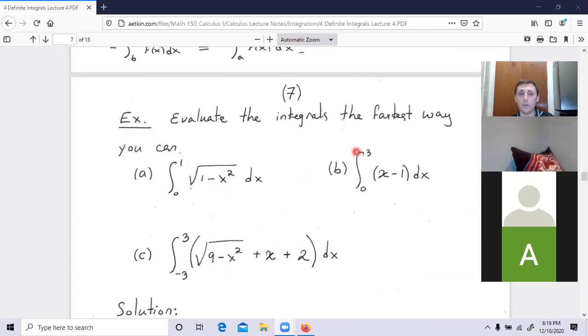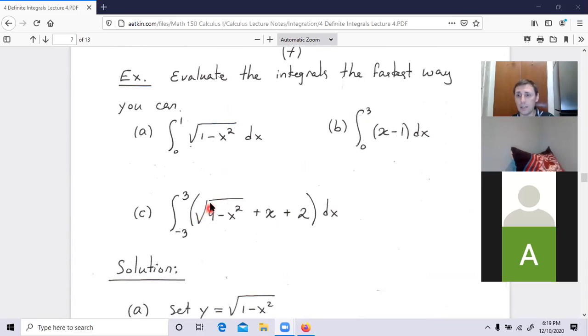Now, final question, number C. Can you do it quickly, please? Question number C, integral from minus 3 to 3 of root of 9 minus x squared plus x plus 2. Without doing any complicated calculations, just look at it and say, what's the answer? What should be the answer, please? Okay, Alan, thank you. Be careful, think about, can it be 5? Well, think about it carefully.